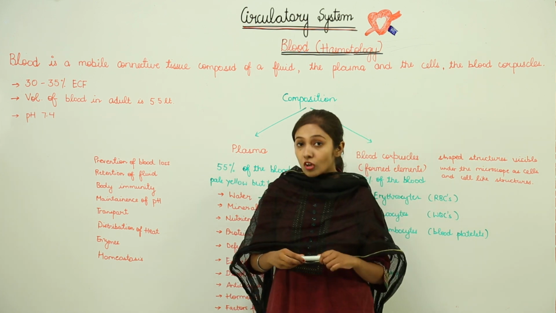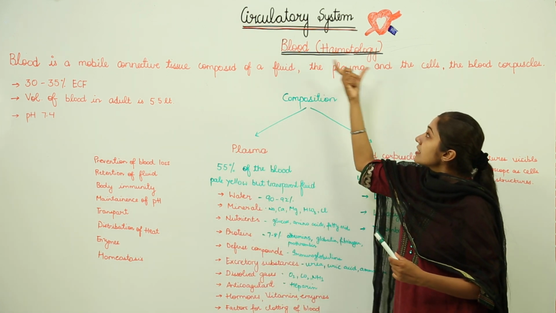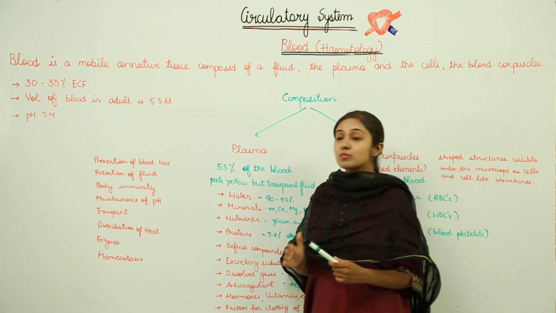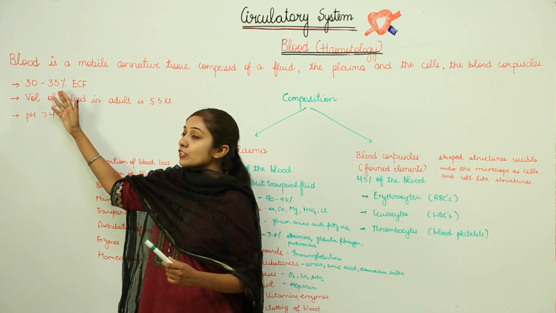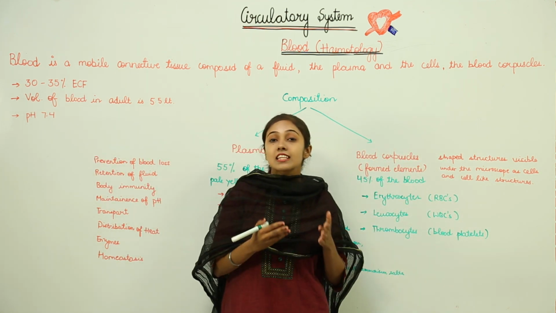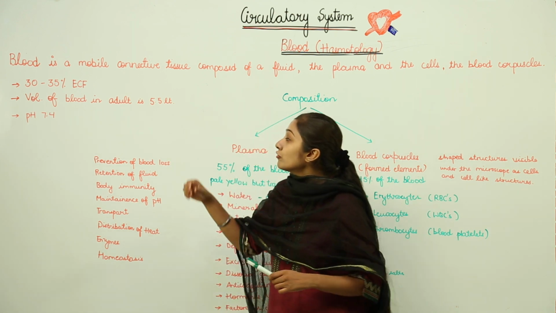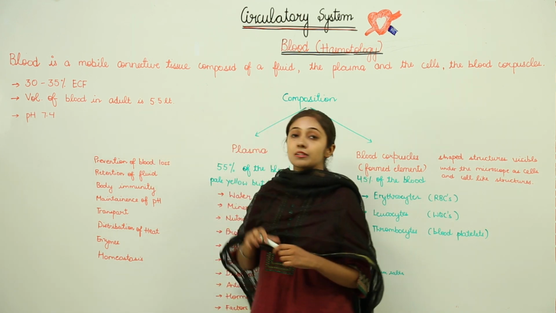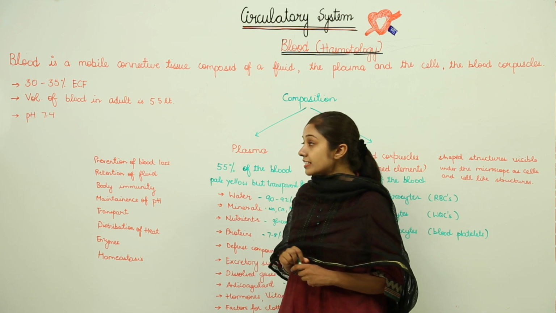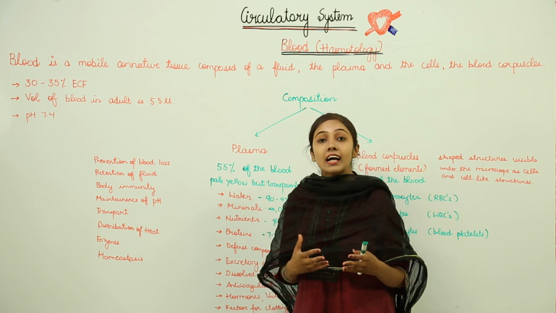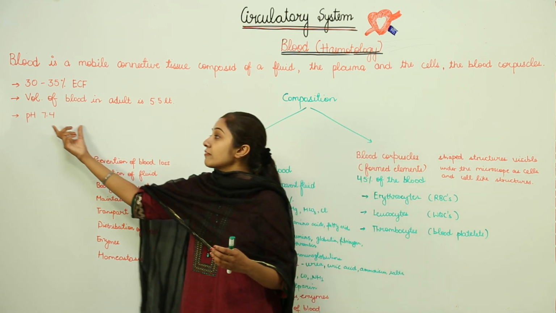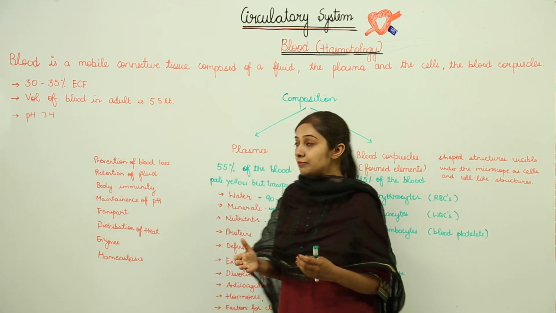The study of blood is known as what? It is known as hematology. The study of blood is known as hematology, and blood forms 30 to 35% of your ECF, that is extracellular fluid, right? And the volume of blood in adults is approximately 5.5 liters, and it has a slightly alkaline pH, that is a pH of 7.4.